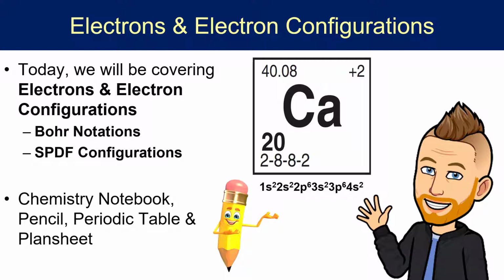If you have not already done so, make sure you have your chemistry notebook handy. We're going to take lots of notes today. You're going to need a pencil because you quite possibly could be making some mistakes and will need to erase. And you will most definitely need your periodic table, which is where we are going to go for all the information. So without any further ado, let's get cooking.